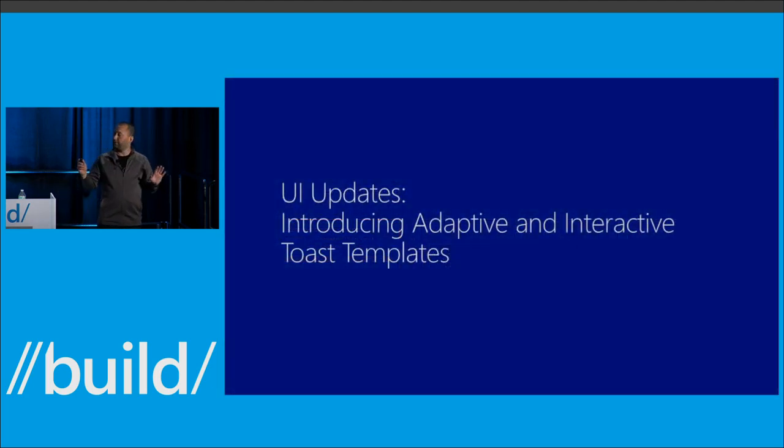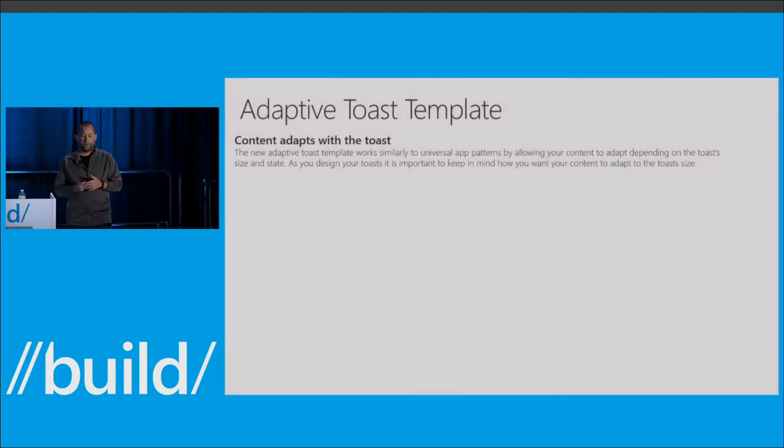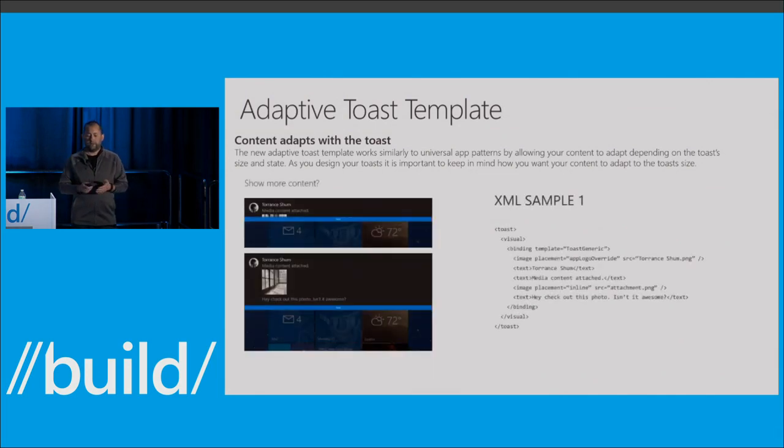So, introducing the stuff you can do with adaptive and interactive toasts. Just like tiles, the content adapts with the toasts. When there's more room, we show more. When there's less room, we show less. Here's an example of being able to show more content.